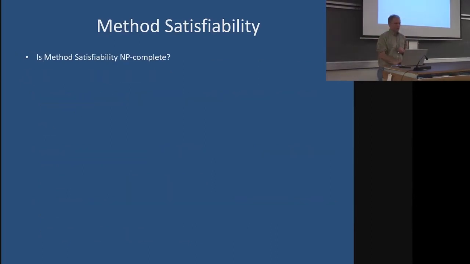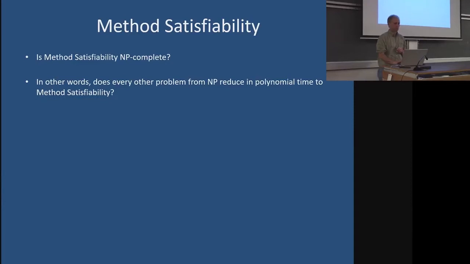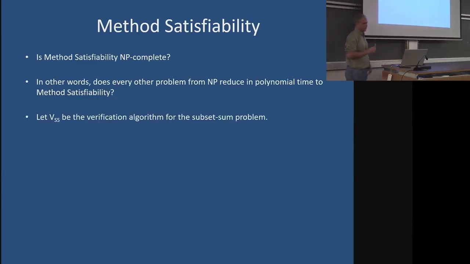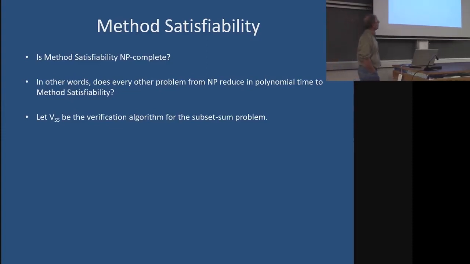To method satisfiability. Okay, so let's think about this. Let's think about the subset sum problem, for example. And we'll let V sub SS be the verification algorithm for the subset sum problem.